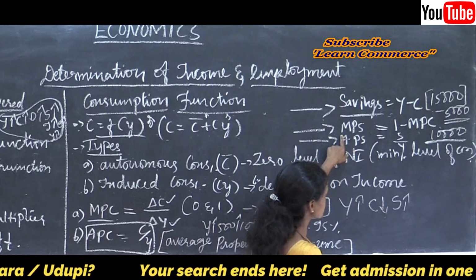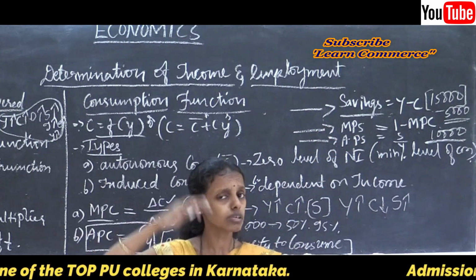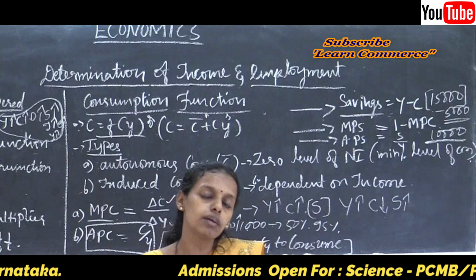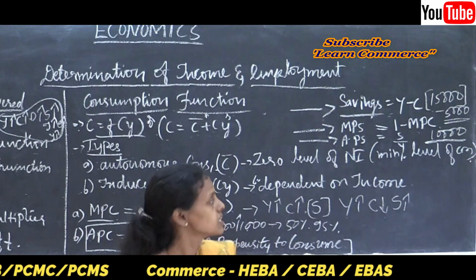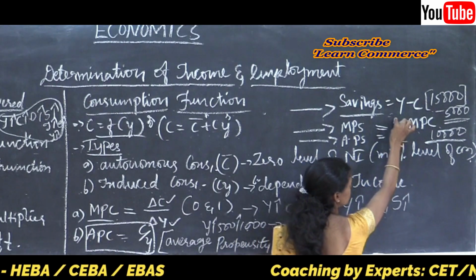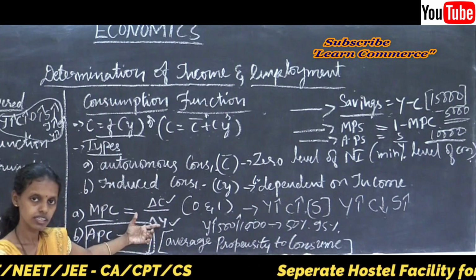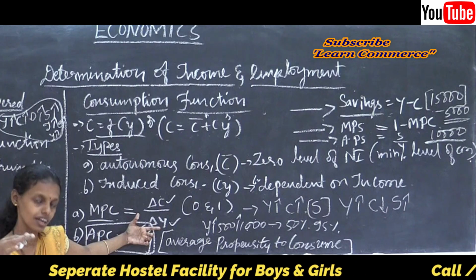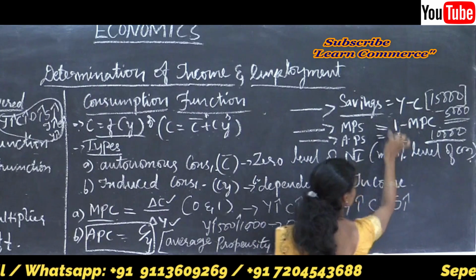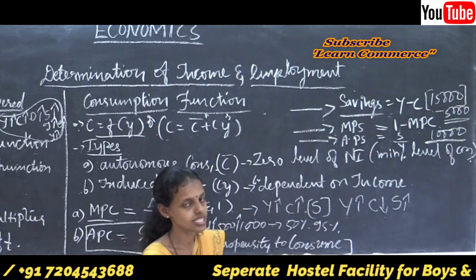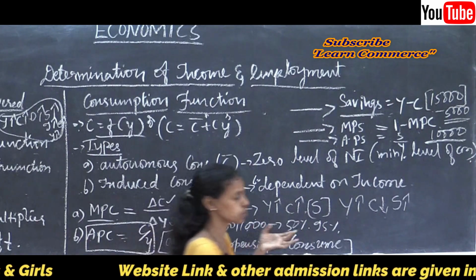Next is MPS. What is this MPS? MPS means marginal propensity to save. When the income is very high, during that time your extra capacity to save increases more and more. It encourages the savings. That is 1 minus MPC, marginal propensity to consume. So, when the extra income comes, your additional consumption also happens. After that, whatever is left out of 1 unit is the marginal propensity to save. The additional capacity of an individual to save is called marginal propensity to save.